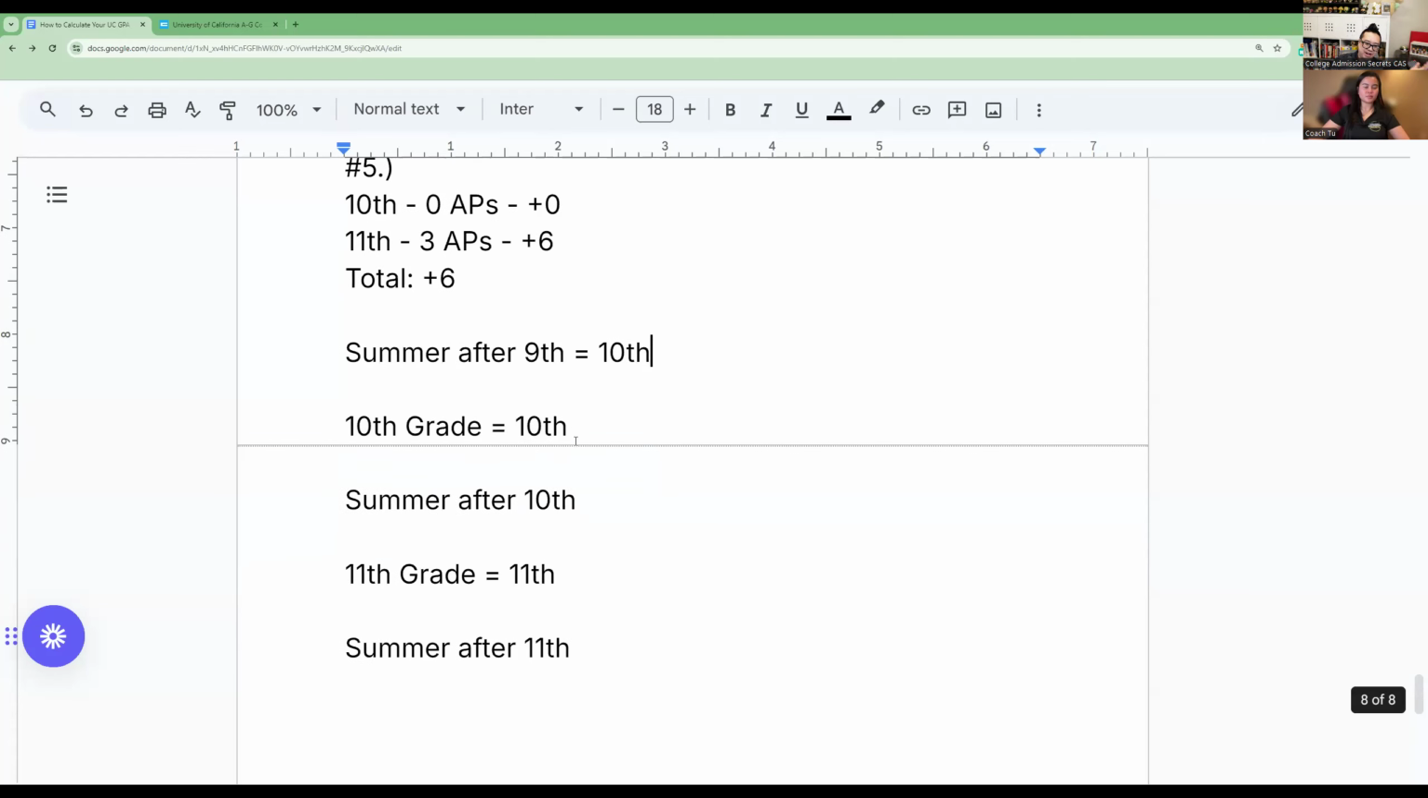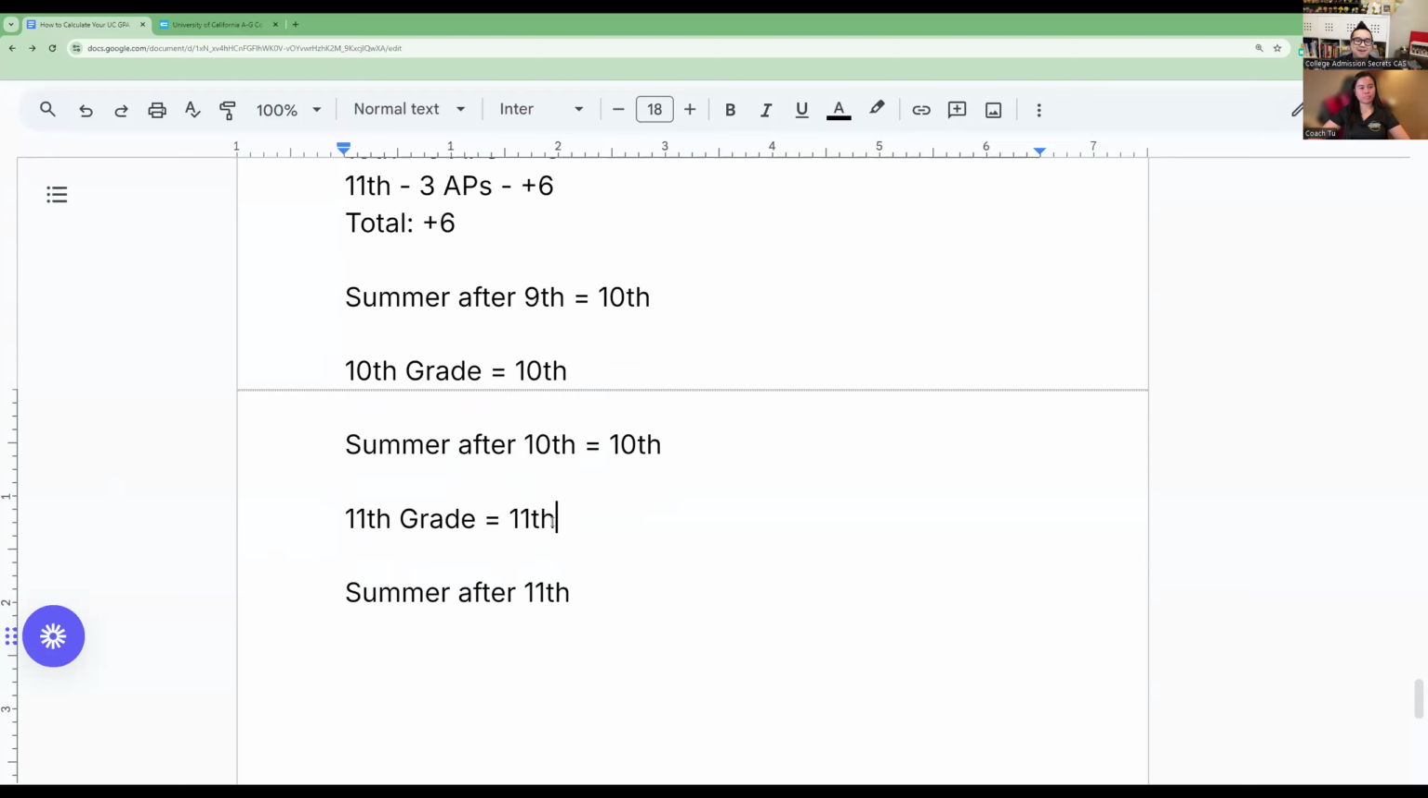How about the summer after 10th? What does the UC categorize yourself as? Summer after 10th grade would be 10th grade. This counts for 10th grade, and does not count for 11th. Typically, if you follow normal high school, this will count as an 11th grade term. Your high school would treat it as an 11th grade class, not for the UCs. And then 11th grade is 11th grade. Summer after 11th, what year does this fall under? It will be 11th. I know some of you want to say 12th, but it's 11th. So that's how the UCs calculate.